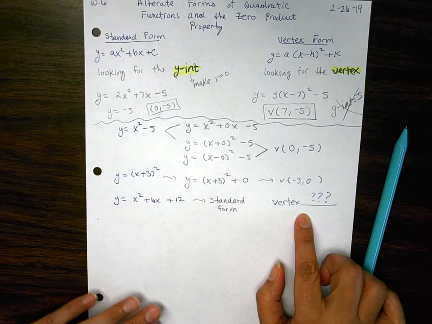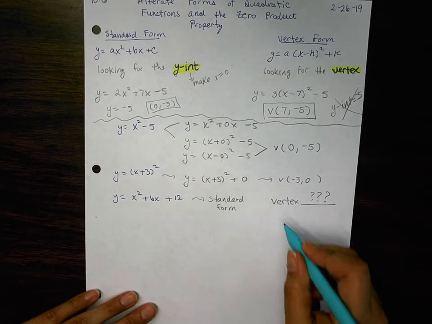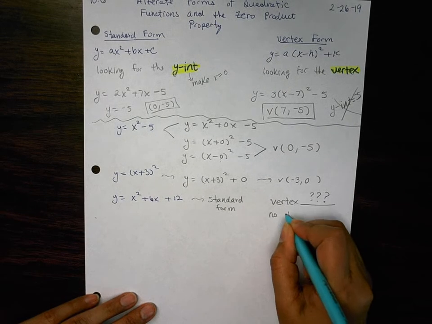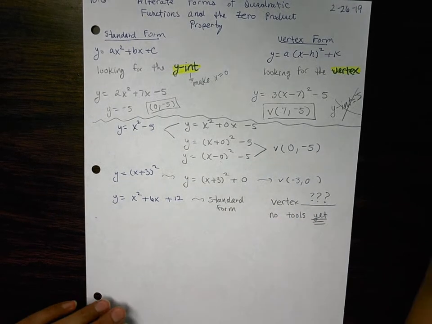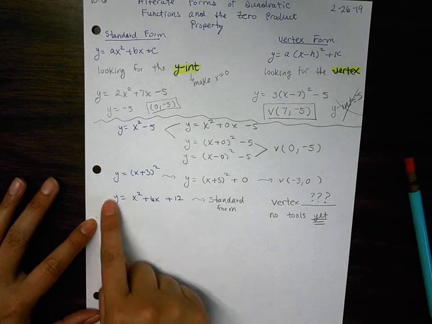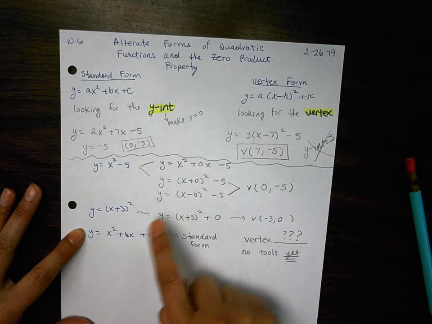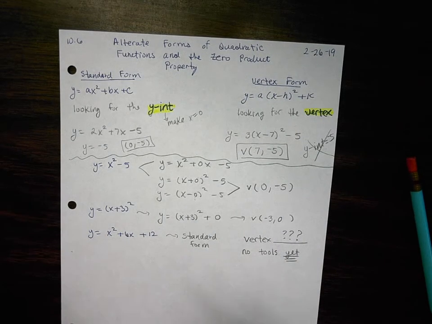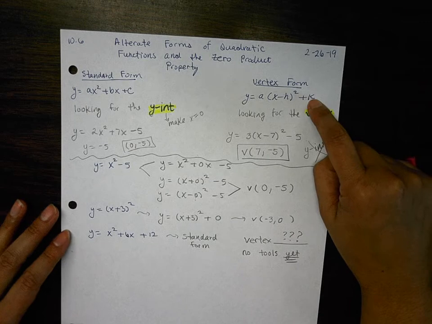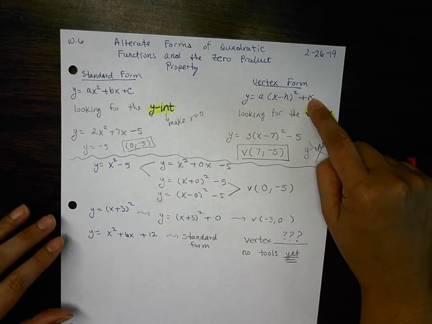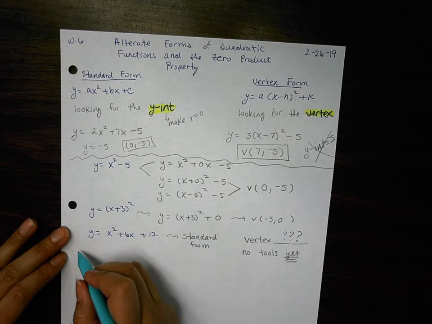But if I'm asking for the vertex, do we know that just by looking? No. I will tell you right now that we have no tools to do this yet. In our next unit, Unit 11, we will learn how to take this and make it look like this, which is beautiful work. You can do your what's called complete the square, and then it looks like this form and you're ready to graph. Make sense? Okay. Questions on this alternate forms of quadratic functions?